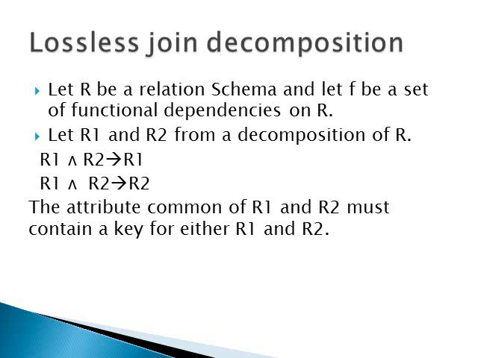We must first present a criteria for determining whether decomposition is lossy or lossless. Let R be a relation schema and F be a set of functional dependencies. So this decomposition is a lossless join decomposition of R if at least one of the following functional dependencies is in F plus, meaning closure of functional dependencies. In other terms, the common attribute of R1 and R2 must contain a key for either R1 or R2.